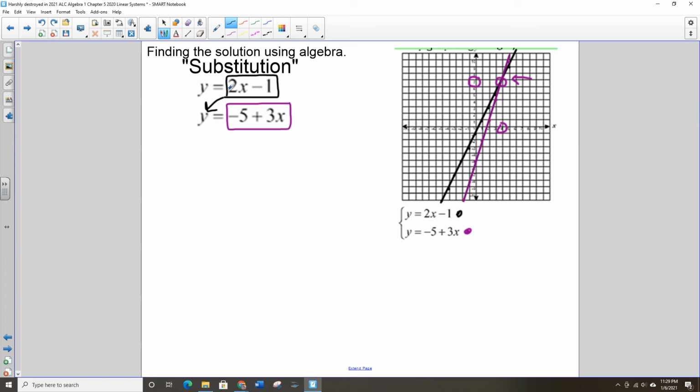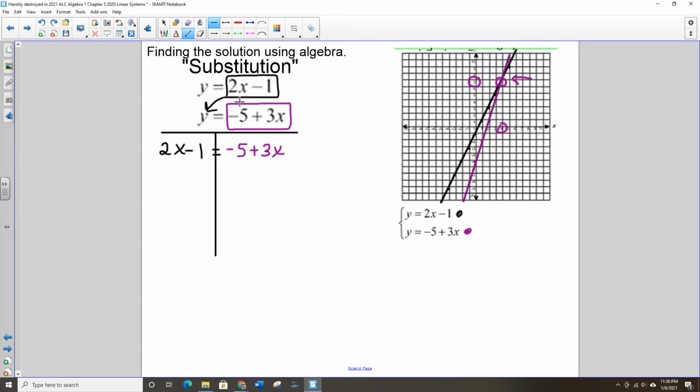And then we're going to do a little substitution. So we're going to put all of this where you see the y. And we're going to say 2x minus 1 equals negative 5 plus 3x. All right, and then we're going to bring in our t-chart. Again, some teachers call that setting them equal to each other. It really is a version of substitution where you're making that y go away and you're substituting 2x minus 1 for it. Okay, you're going to try to get all your x's to the same side.